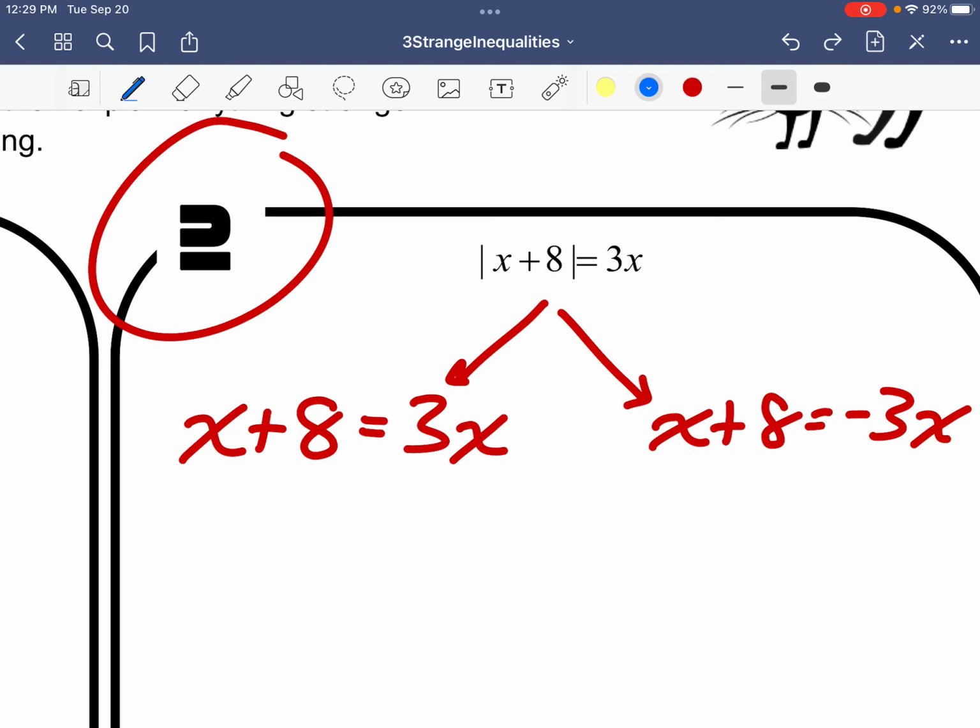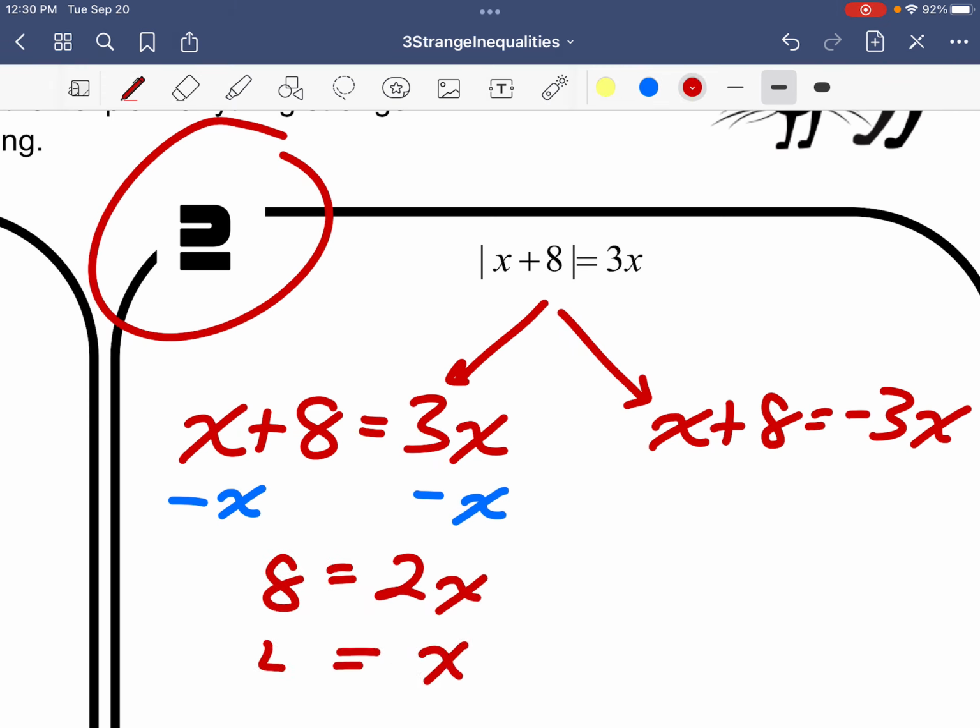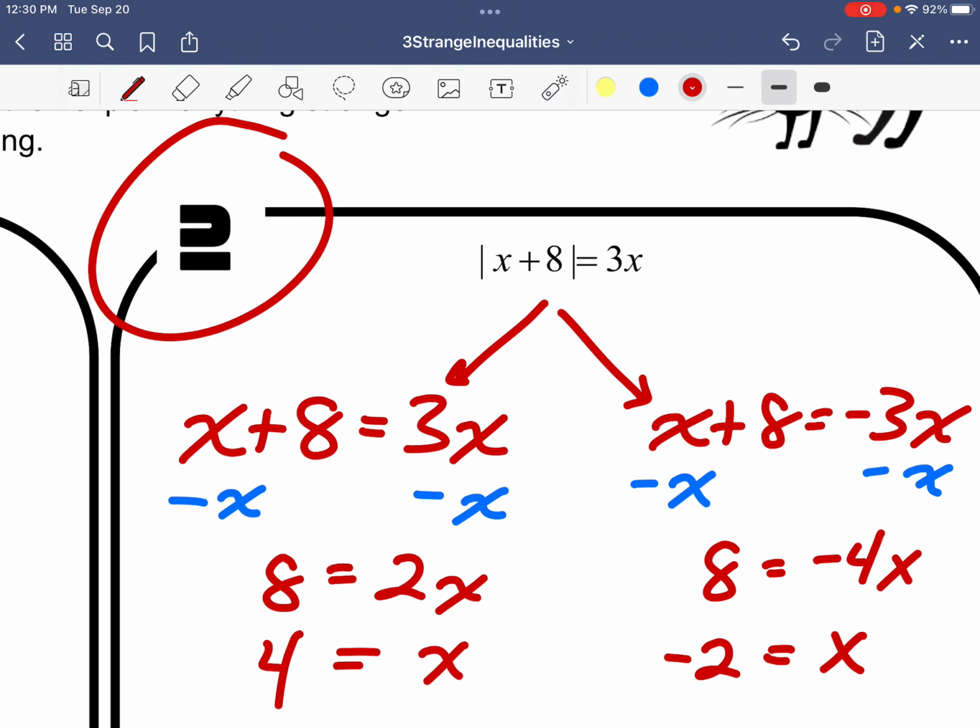Okay, you go ahead and you do the normal routine here. You know, you're solving for x, and actually it would probably make more sense just to subtract x right here. So I'm pretty sure that's going to give you 8 equaling 2x, so x equals 4. Doesn't seem like there's anything wrong with that. What if you start solving this one? Well, you get 8, but now you get negative 4x. That means that x equals negative 2.